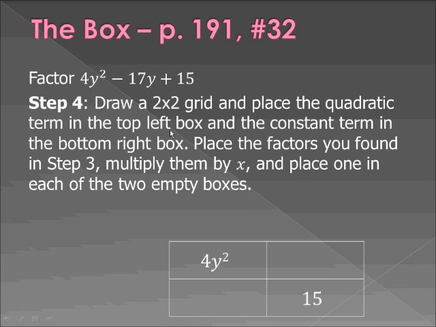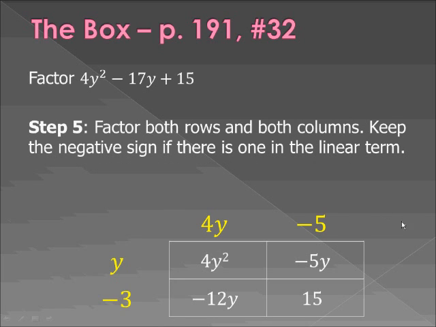So next you're going to draw a 2 by 2 grid and place the quadratic term in the top left box and the constant term in the bottom right box. So there's your 4y squared and your 15. Place the factors you found in step 3, multiply them by x, and place 1 in each of the two empty boxes. So you place a negative 5y and a negative 12y. Instead of x, of course, we're using y. It doesn't matter which box you put them in, because when you factor it, you'll end up with the same answer. Because in step 5, you're going to factor both rows and both columns.